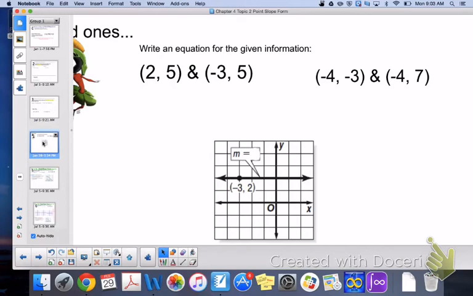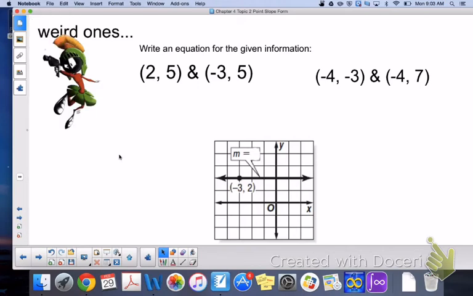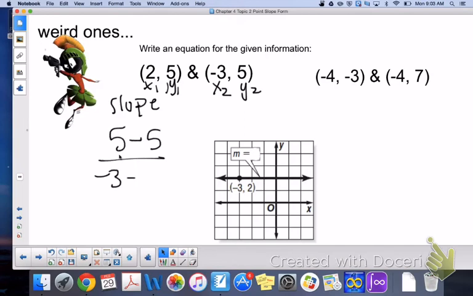Okay, lastly, I'm just going to show you some weird ones here. Write an equation for the given information. So in the first one, when we find the slope, here's x1, y1, x2, and y2. So y2 minus y1 over x2 minus x1. That gives us 0 over negative 5, which means my slope is 0.